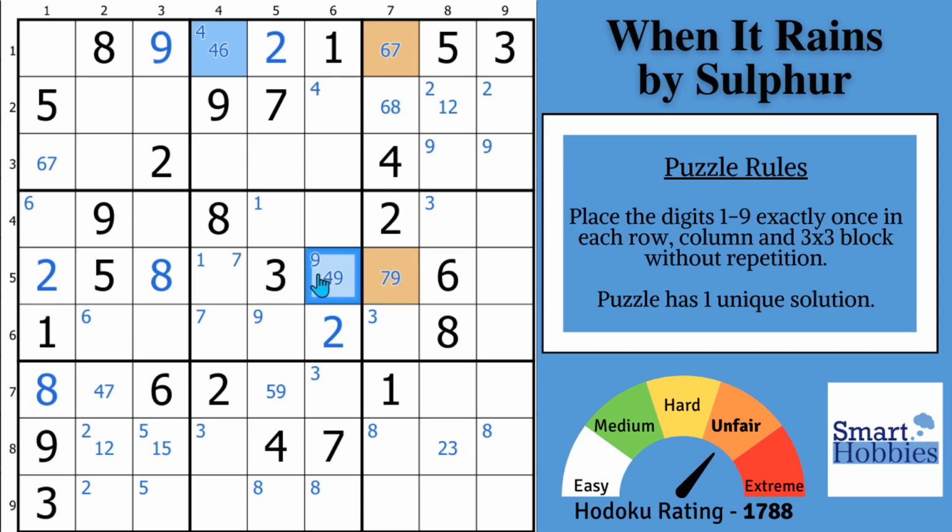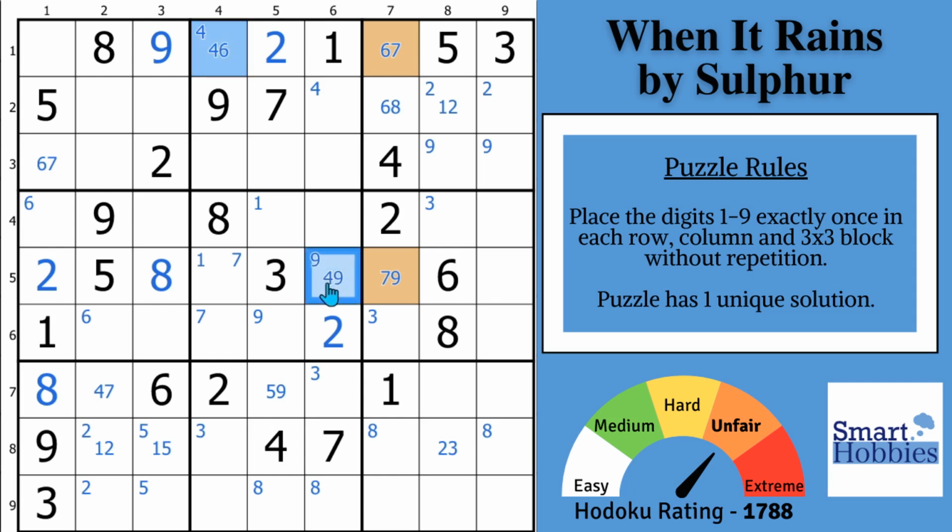So if this is a 4, any cell that sees this would not be a 4. So like that cell right there cannot contain a 4, right? If it's not a 4, this cell happens to be a 9, which forces this cell to be a 7, this cell to be a 6, and this cell to be a 4. So no matter what the value is, one of these blue cells has to contain a 4. All right, that means we can eliminate a 4 from any cell that sees one of these blue cells.